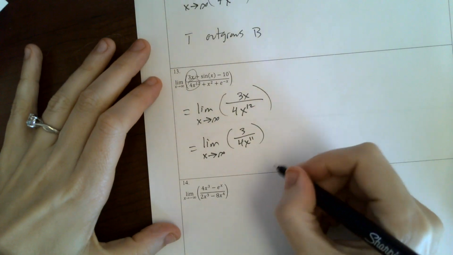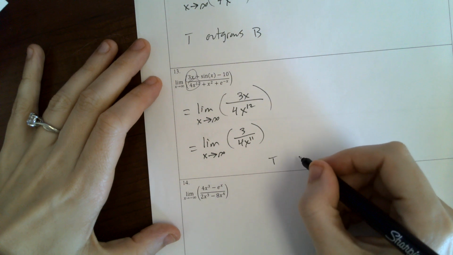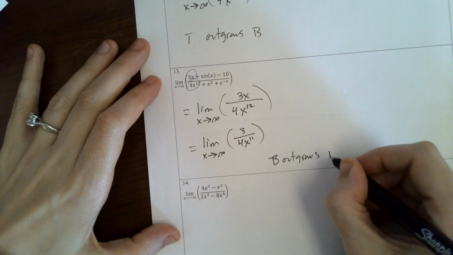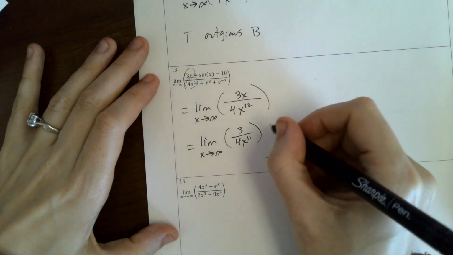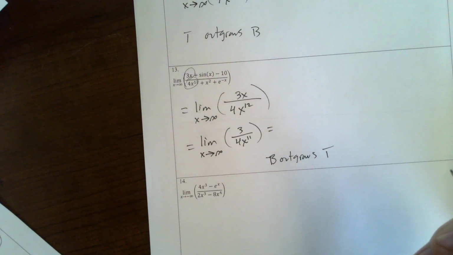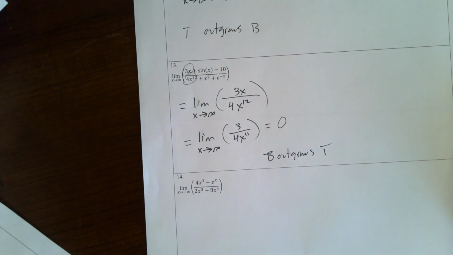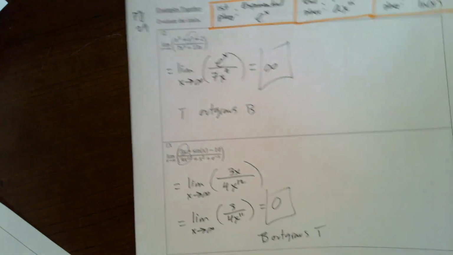So in this case, we've got the bottom outgrows the top, in which case the fraction itself is just shrinking, shrinking, shrinking down to nothing, 0. Okay, so that's the answer here.